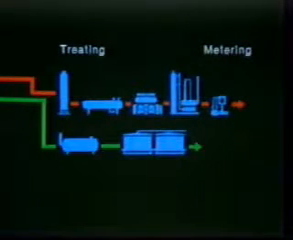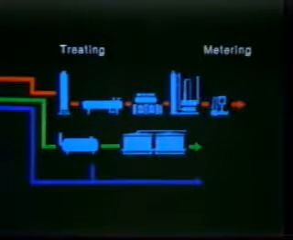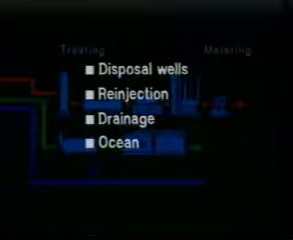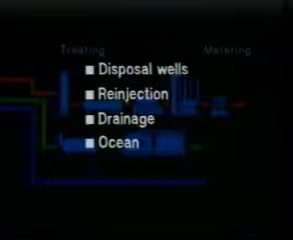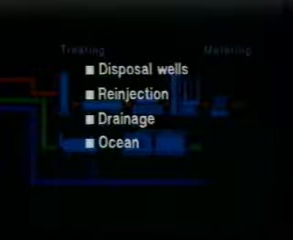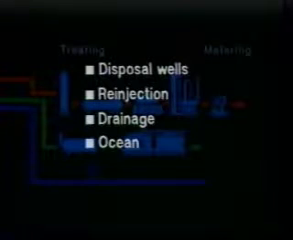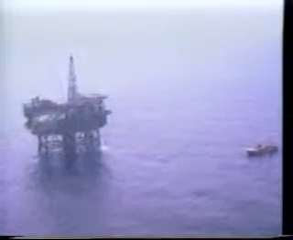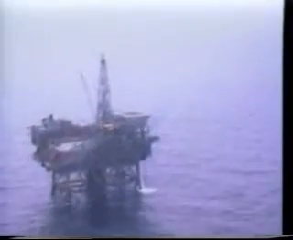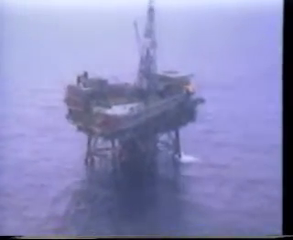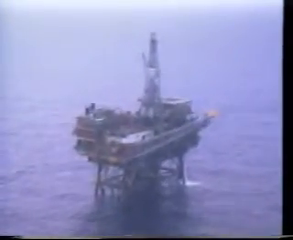Let's now consider the processing and disposal of the produced water. Produced water, after passing through the separator and the treater, is normally disposed of by injection into disposal wells, by re-injection into the reservoir as part of a water flood project, or by pumping it into open pits and leaving it to drain, or by pumping it into the ocean. In every case, and especially in offshore locations, the removal of oil from the produced water must be extremely efficient and complete to eliminate any environmental hazards.